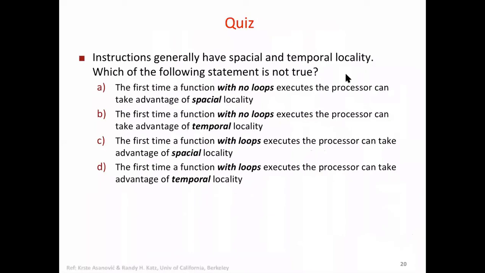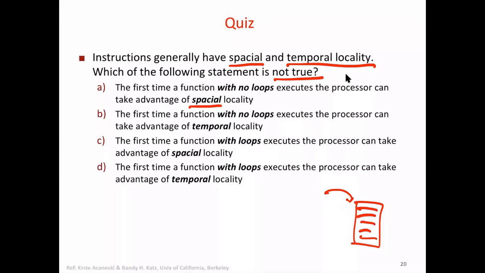Okay, small quiz before we move into a second topic. Read this. Instructions generally have spatial and temporal locality. Fine, we know this. So which of the statements is false? The first time a function with no loop executes, the processor can take advantage of spatial locality. It means we are going to a function and executing it. It has only sequential instructions, so it can take advantage of spatial locality.